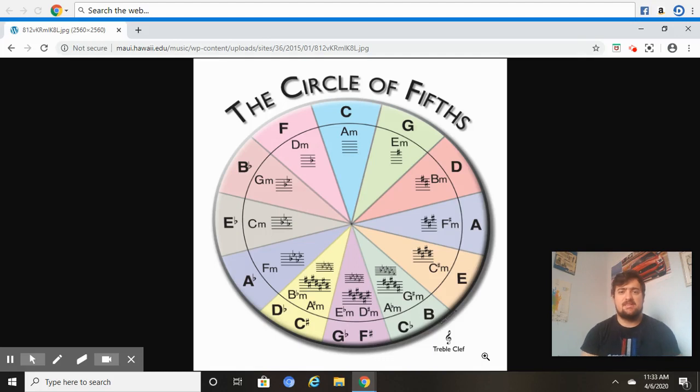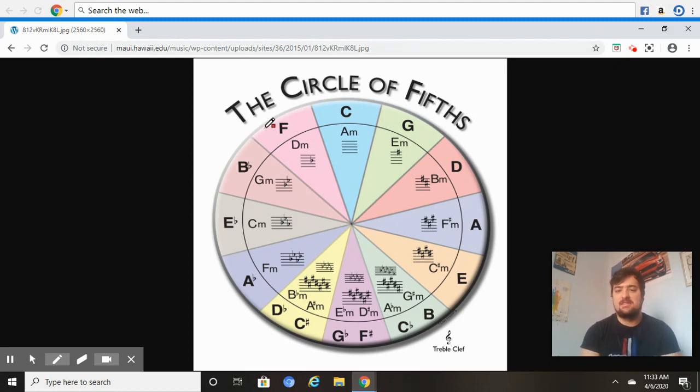Today's mini lesson is going to be about the circle of fifths, which you can see here on the screen. Basically, the circle of fifths is the anchor for all Western tonal music, which means there's a tonal center to the music, like a key center. So if you're in the key of C, and there's certain chords that go with that, that's tonal in the key of C, right?